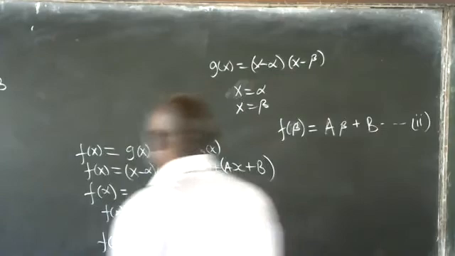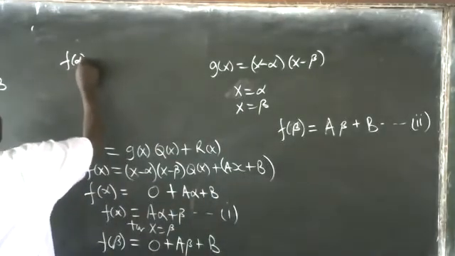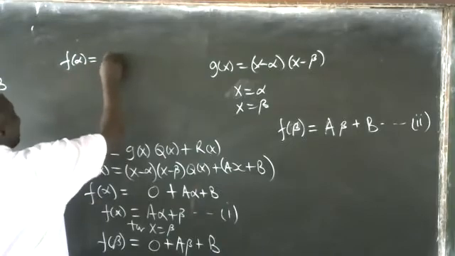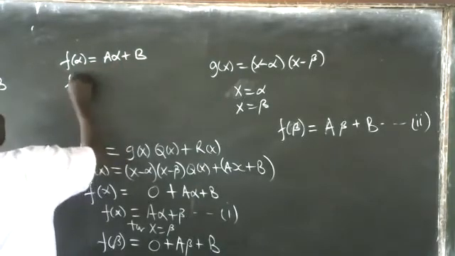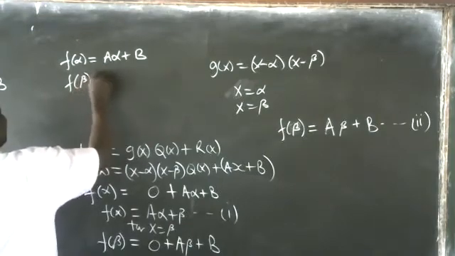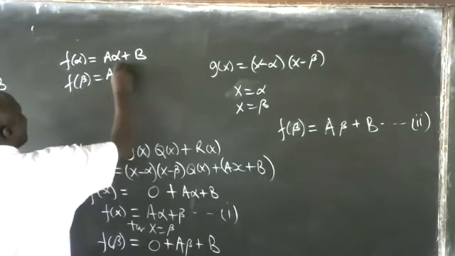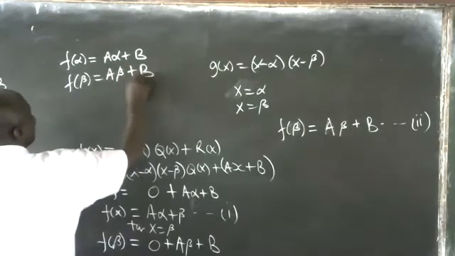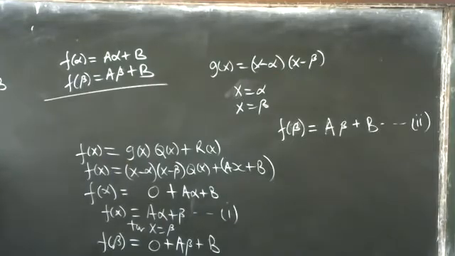Okay. We are now solving two equations. You have F alpha is equal to A alpha plus B. You have F beta is equal to A times beta plus capital B. So we want to solve those two simultaneously. Find capital A and capital B. So I can begin by eliminating B.